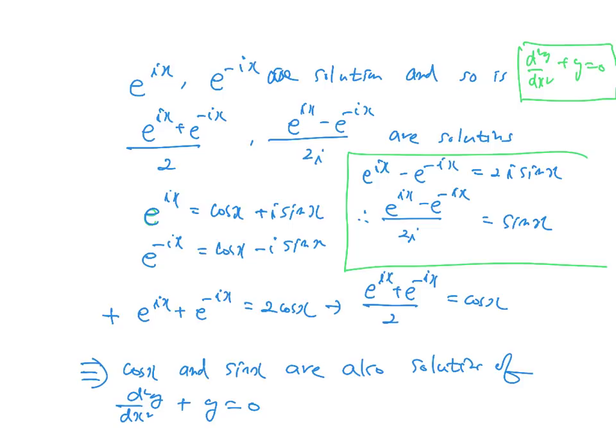Right? Because cosine and sine are much easier to handle than exponential ix and exponential minus ix, we can use those as elementary solutions and then combine them together for the general solution. So the general solution can be C1 cosine x plus C2 sine x. That's easier to handle, right?